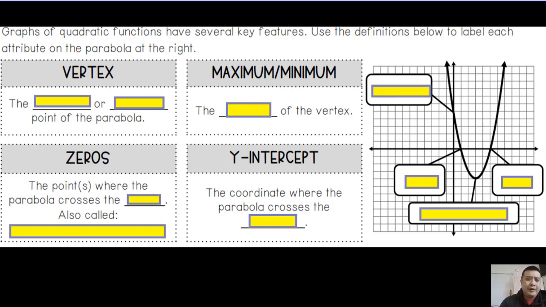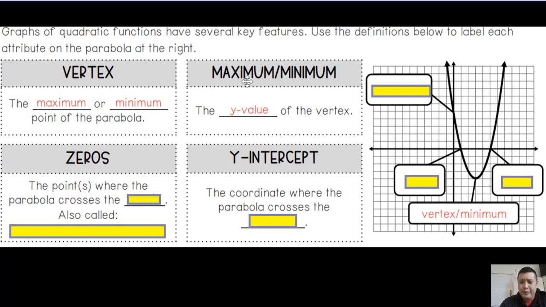Here, we're talking about a vertex. The vertex is the maximum or minimum of a parabola. Depending on if it's opening upwards like this, it's going to have a minimum right here. The minimum is the y value of the vertex, down here.